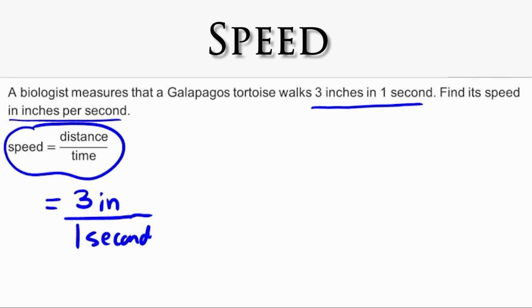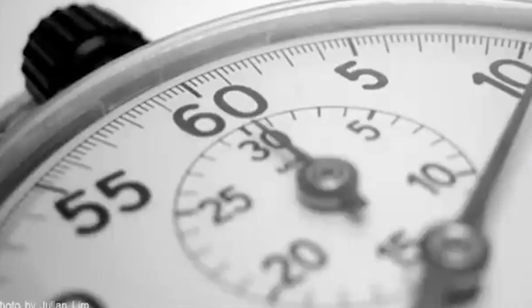In this example, speed is represented as a unit rate because the distance, as you see in the top, is being compared to just 1 second. Speed is typically written as a unit rate. This will be helpful later in the lesson. Let's look at our lesson question. How do you determine speed?